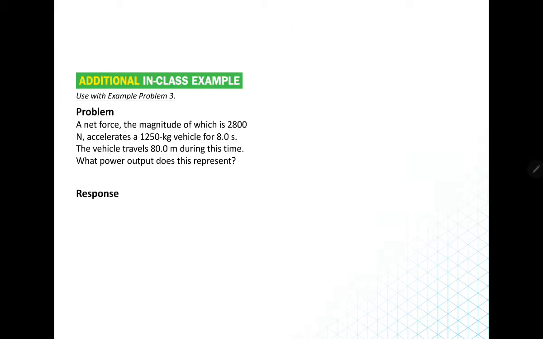Now we have a problem. A net force, the magnitude of which is 2800 newton, accelerates a 1250 kilogram vehicle for 8 seconds. The vehicle travels 80 meters during this time. What power output does this represent?